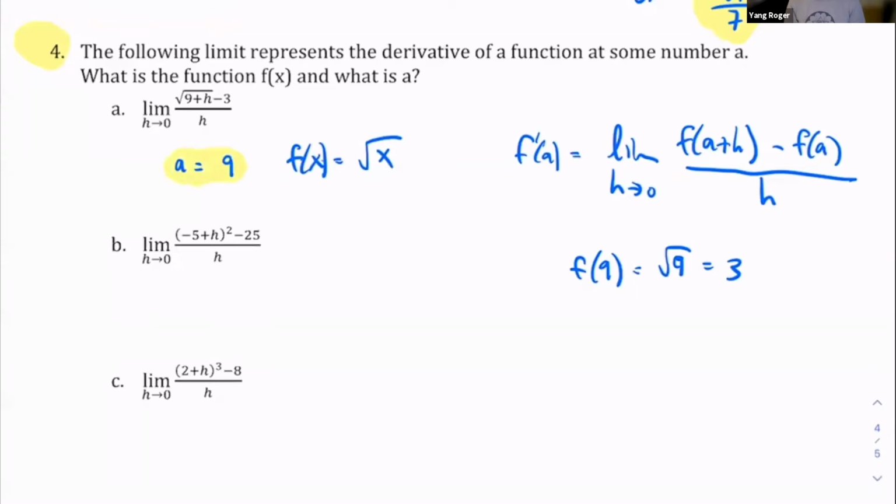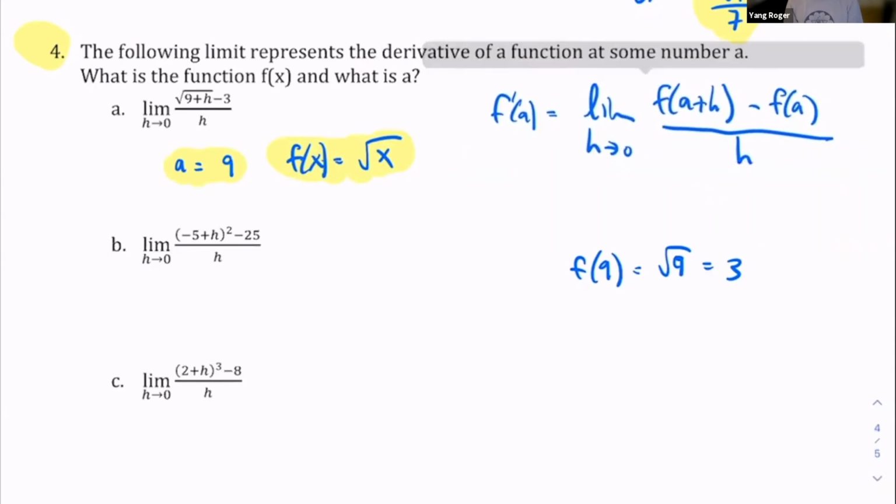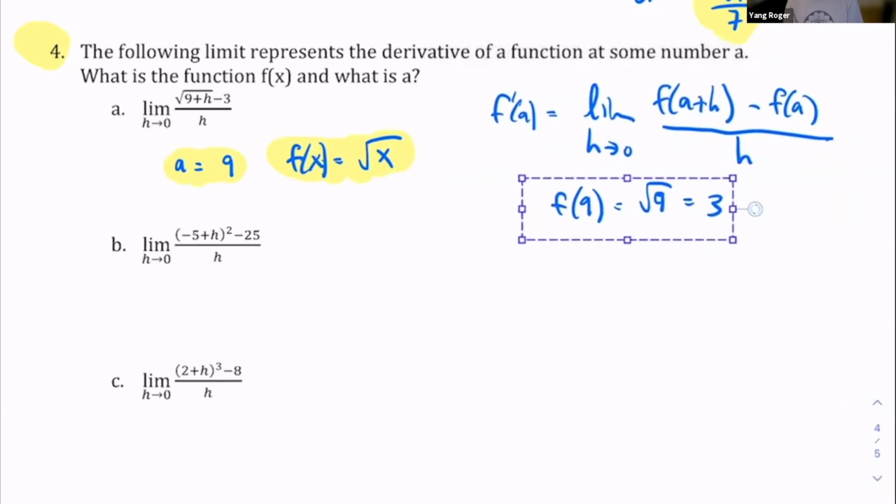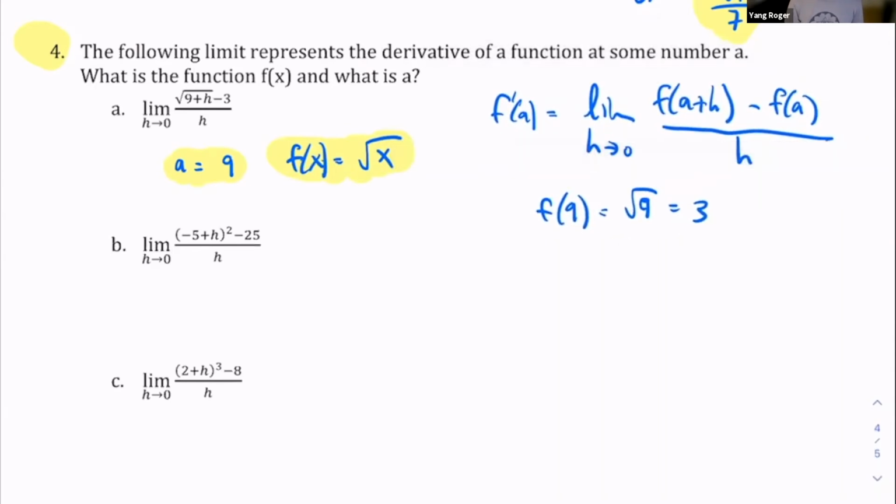Are there any questions about this example? So all these are basically doing this kind of form of guess and check. I would like for you to try B and C real quick.